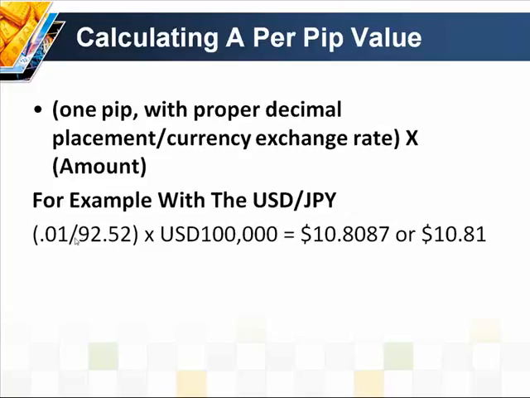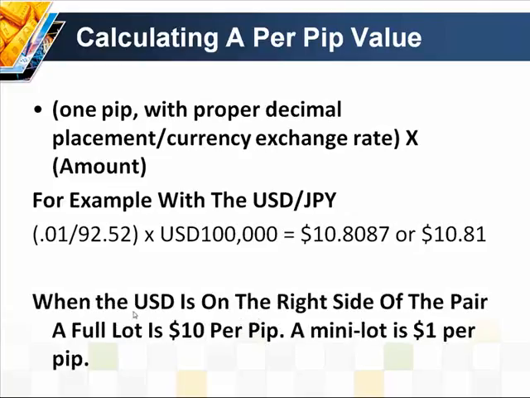In this case, it's 0.01 divided by the exchange rate. If it was 92.52, we would divide by that and then multiply by the amount that we're trading. So if we were trading 1 lot, we would multiply by 100,000, and that would give us the per pip value of $10.81.